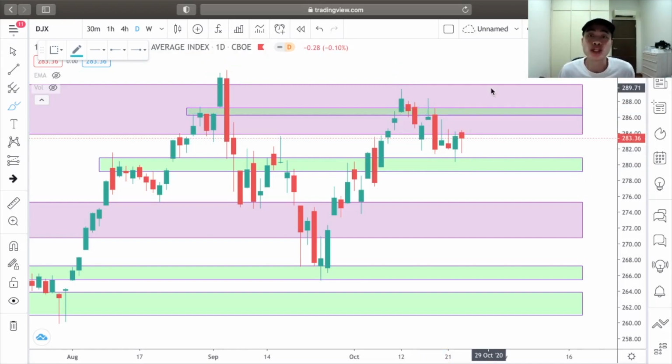So since prices are trading in this range, moving forward, what I'm looking out for is how prices react to this range. Specifically, how prices react to the upper part of the range or how prices react to the lower part of the range.